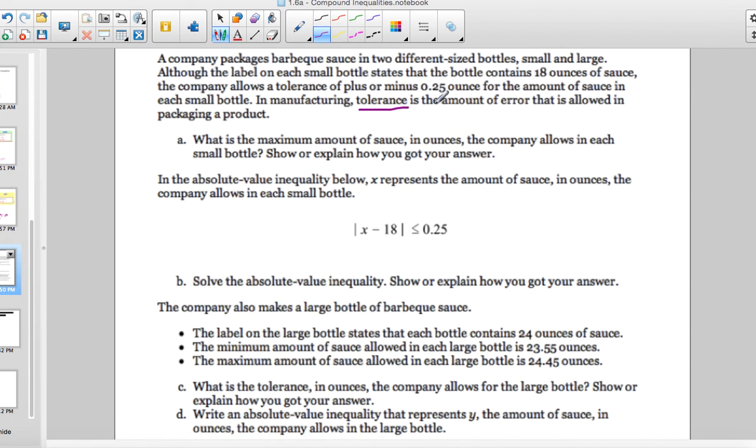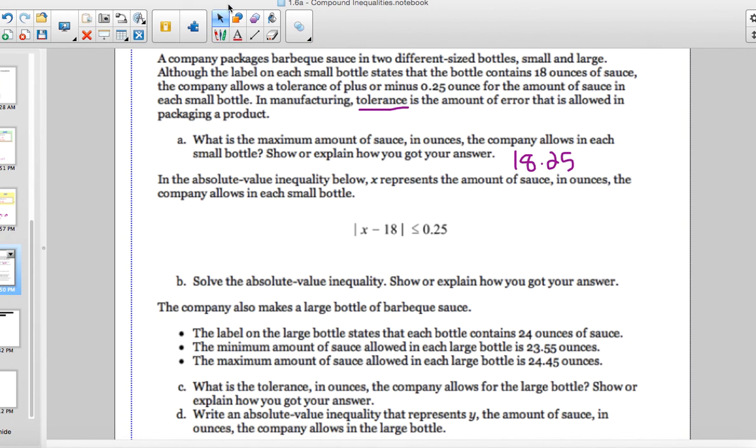Well, if there's 0.25 ounces of tolerance, and that's within 18, right? If you just have 18 plus 0.25, the most sauce you're ever going to get is 18.25 ounces, right? Ounces, O-Z, okay? So 18.25 ounces. Show or explain how you got the work. If this was MCAS, you could just go 18 plus 0.25 equals 18.25 ounces.